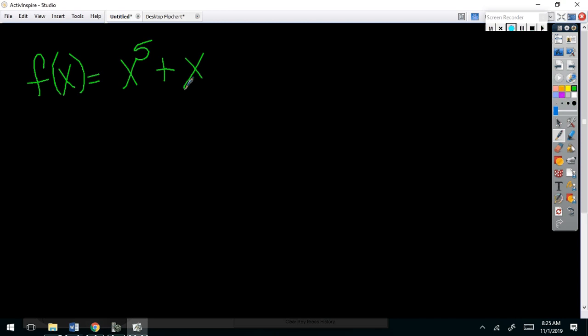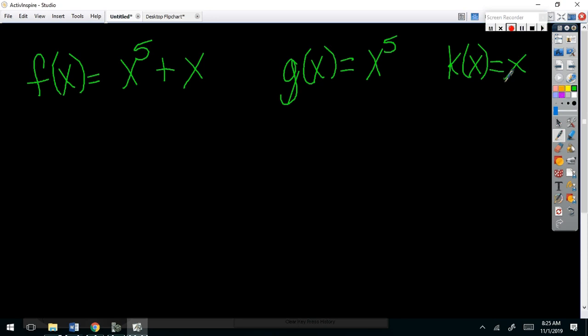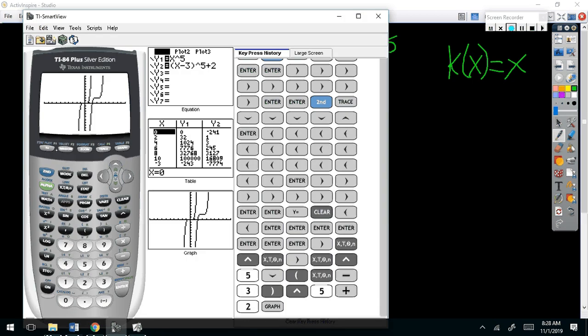What if I add something like this? What I really want to do is compare what happens when we start adding these functions together. So now I got 3. Go. Tell me what you found as you graphed these.